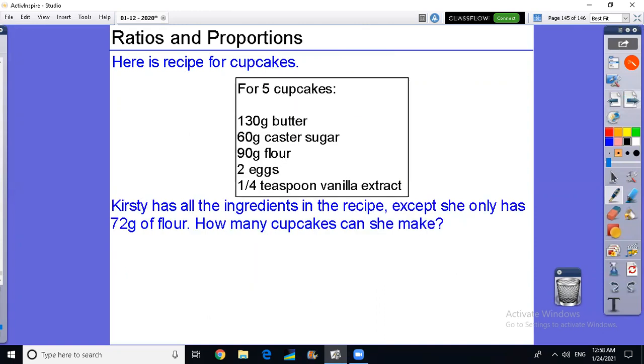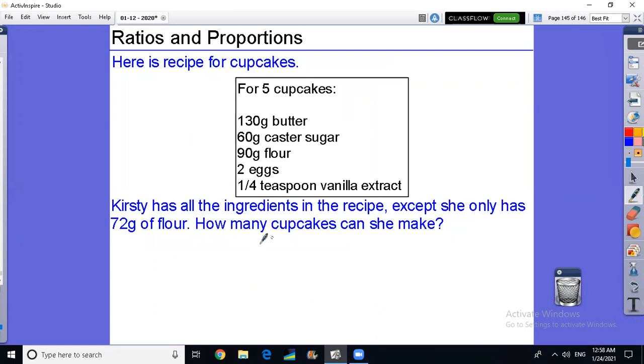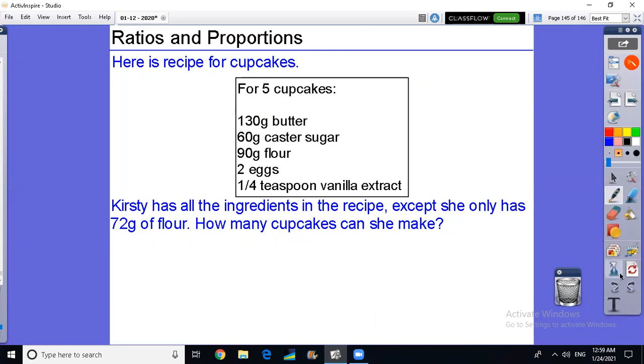All right, the next question, and I guess this is going to be the last question. It is actually similar to the previous question. Here is a recipe for cupcakes. It's for 5 cupcakes, actually. The recipe here is for 5 cupcakes, but Kirsty has all the ingredients in the recipe except she only has 72 grams of flour. How many cupcakes can she make?